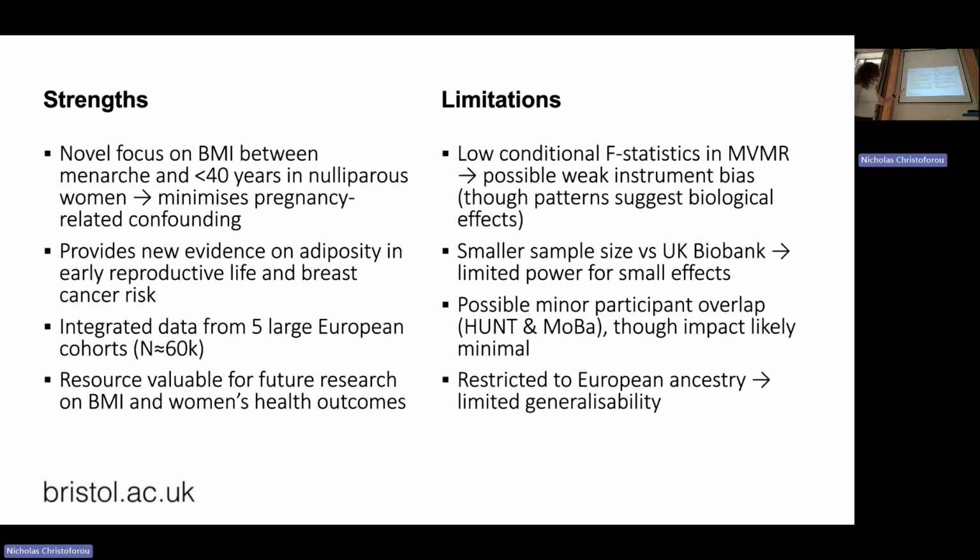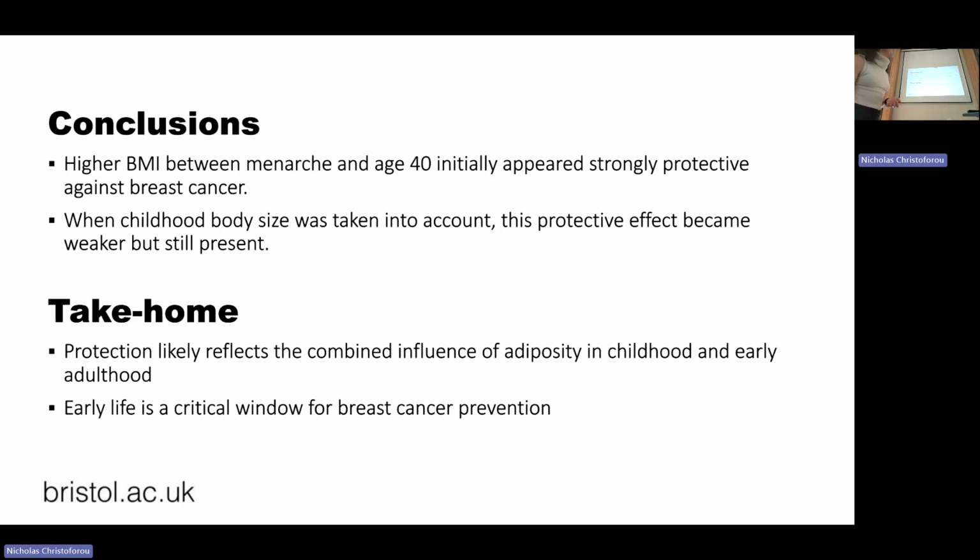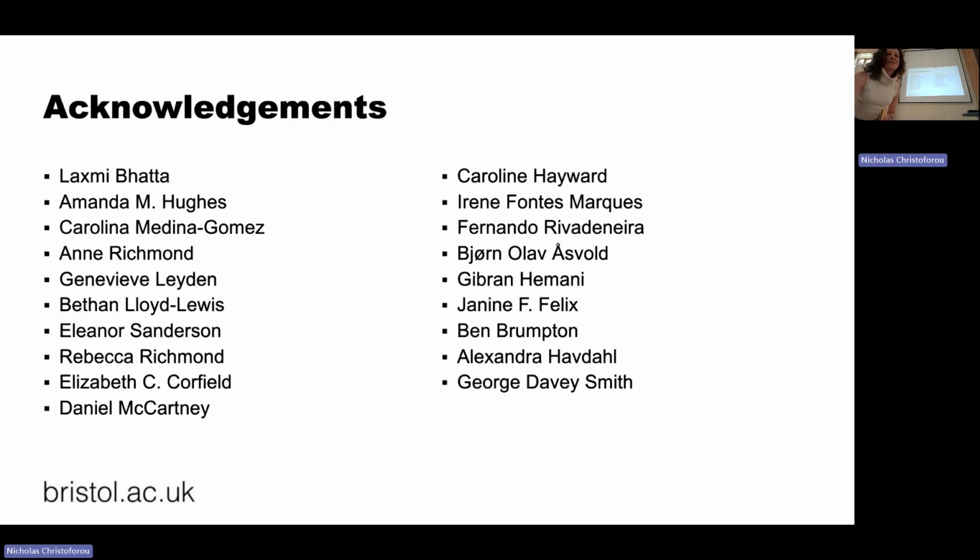And we were restricted to European ancestry because of the cohort groups that we used, which limits generalizability, and something, unfortunately, I am saying a lot, but we're hoping to change, and we're working to build datasets with more diverse data. So the take home really is that protection likely reflects the combined influence of adiposity in childhood and in the early reproductive years. And early life is a really critical window for breast cancer prevention.